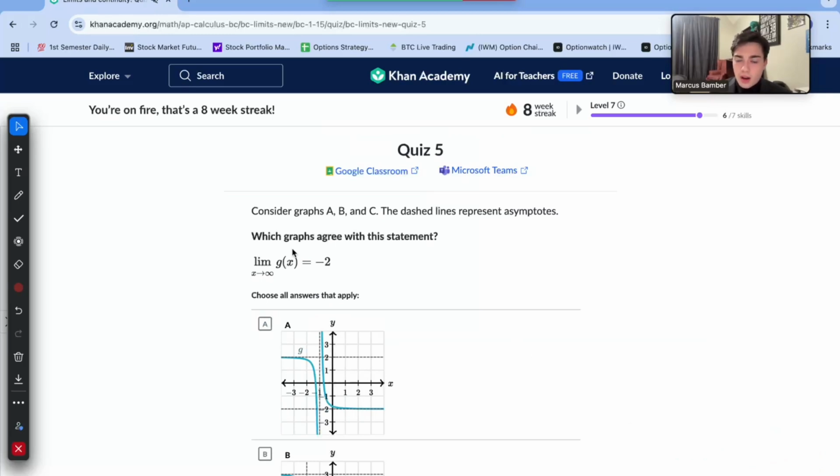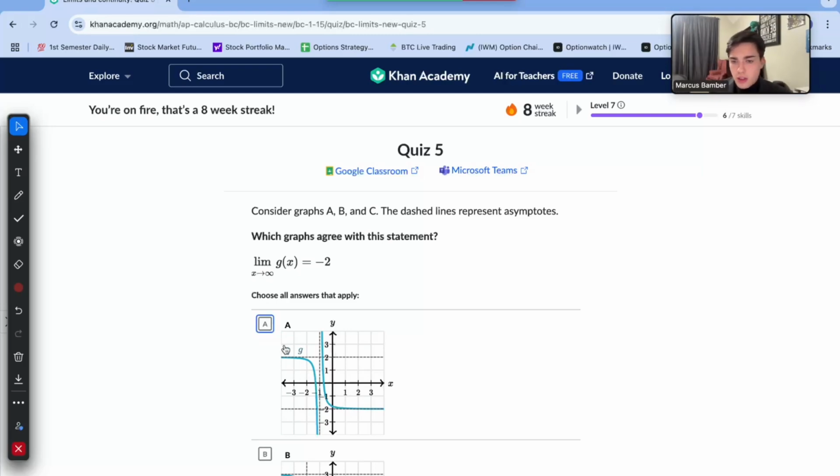Okay, another one here. We're looking at the limit of g of x as x approaches infinity this time, not x approaches 0. So as x approaches infinity, the g of x should equal negative 2. This means that we have a horizontal asymptote this time. So we're going to be looking for these horizontal asymptotes as the graph goes off to the right.